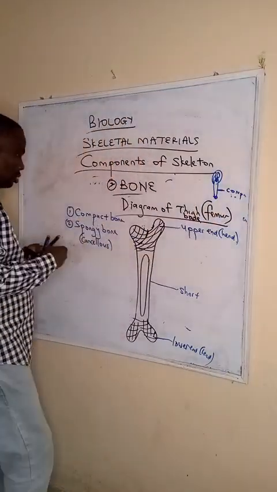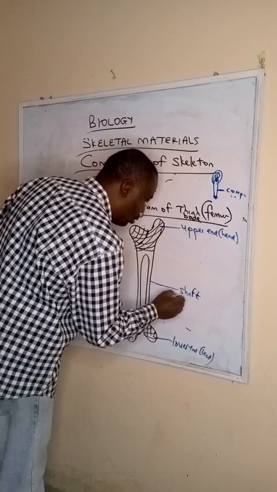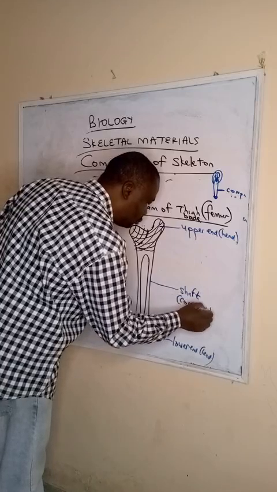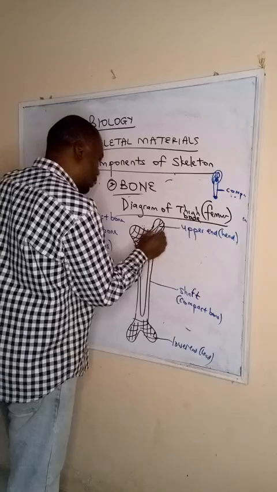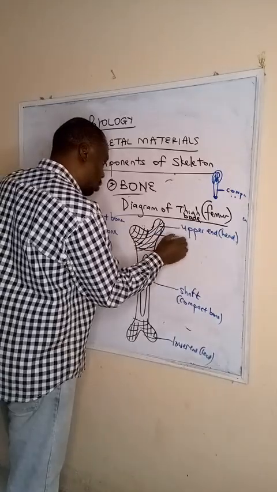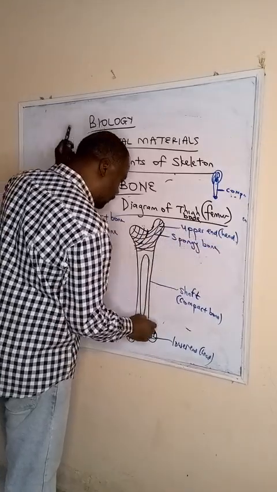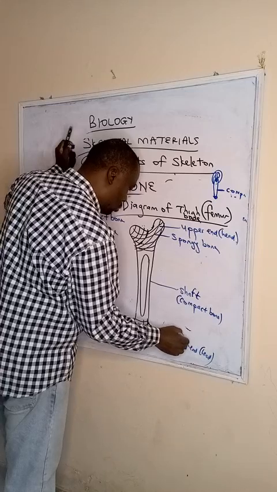So here now, this is the shaft. This has compact bone. This is the upper end. This is spongy bone.